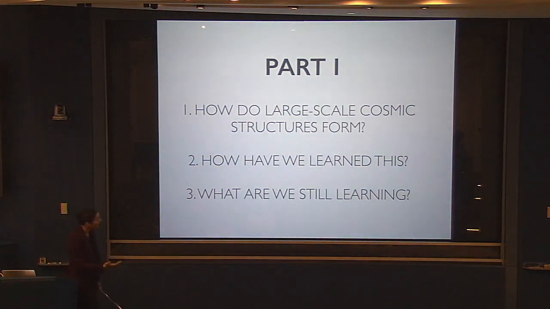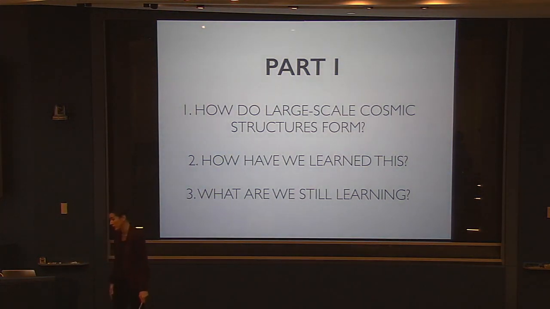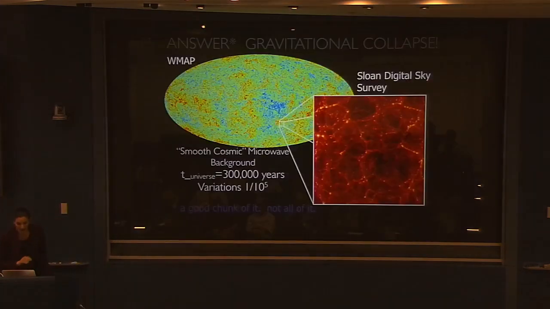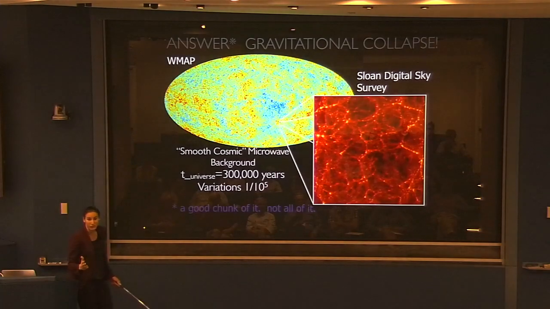So for part one, I'm going to talk about the largest scale cosmic structures. So how do large scale structures form? How did we learn this? How did we learn this process? And what are we still learning about this process? So I'm just going to go ahead and give you the answer. How did this structure form?